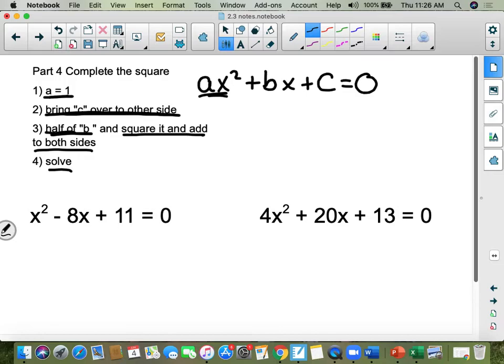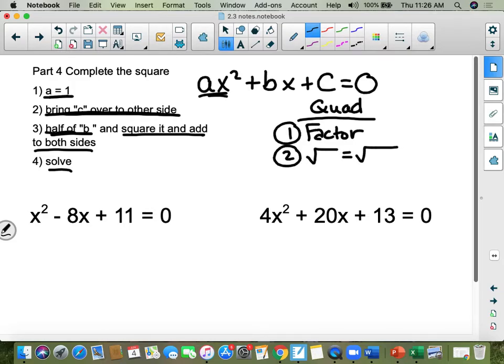We learned how to solve a quadratic equation. The first way we learned is by factoring, and we just went over that. The second way was square rooting both sides of your problem. That was the second way. And if you don't remember factoring or square rooting both sides, you might have to watch this set of notes over again. The third way is completing the square.